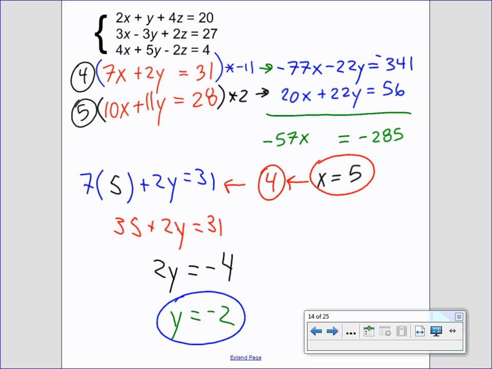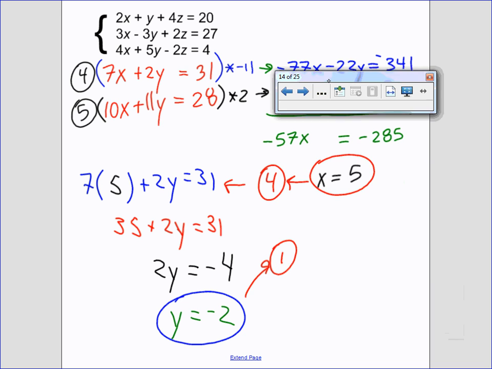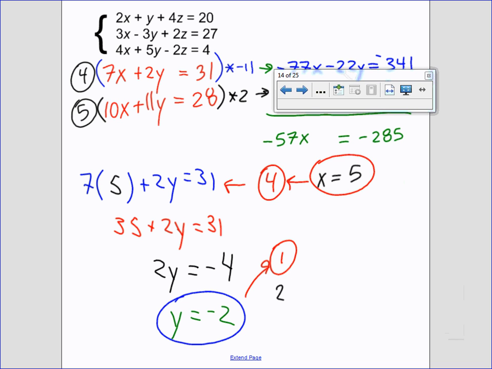So I'm going to go ahead and plug this now into equation 1. Here we go. We're going to write equation 1, except everywhere we see an x, we're going to put 5. Everywhere we see a y, we're going to put negative 2. And then we're going to solve for z. So I need to switch this over somehow.